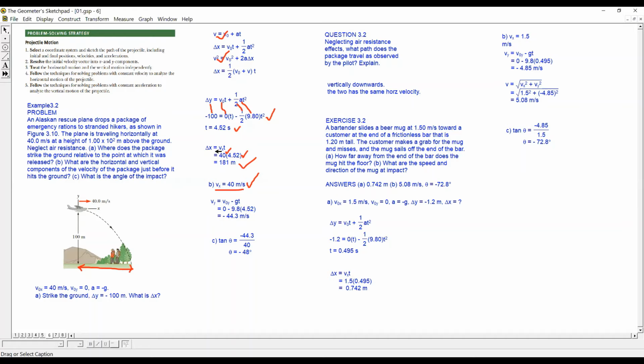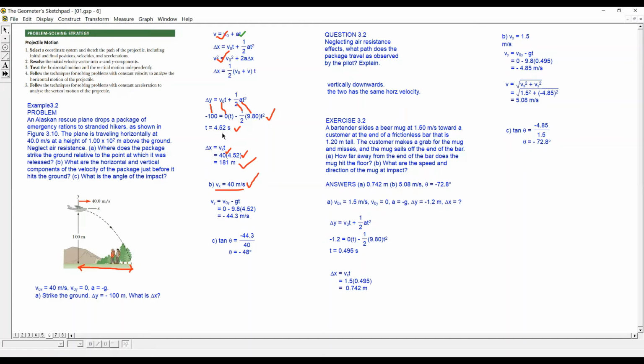So we're going to apply this equation here. We apply the first equation, and the final velocity equals the initial velocity. This is the initial velocity. Because the package is dropped, the initial velocity is 0. The acceleration is the acceleration due to gravity, which is negative g. And the time is the time for it to drop to the ground.